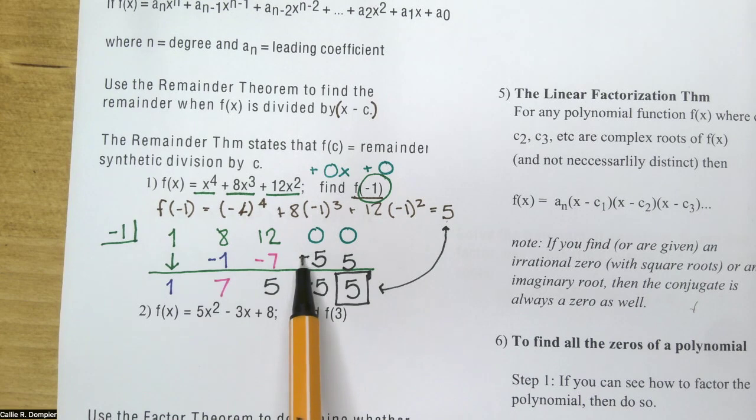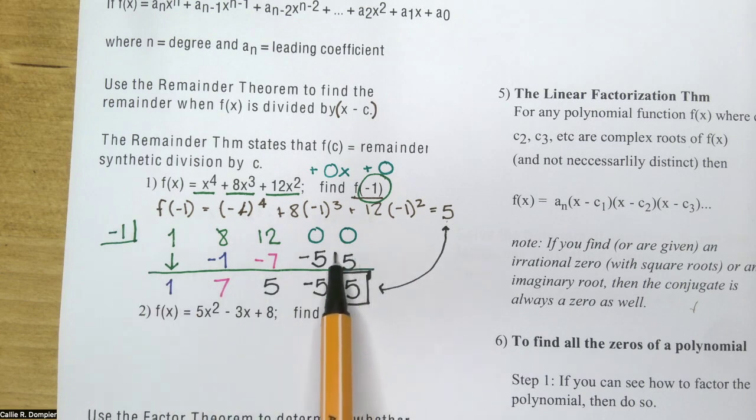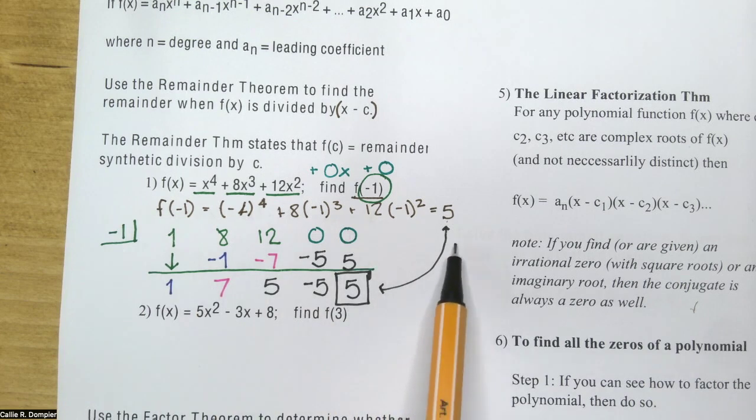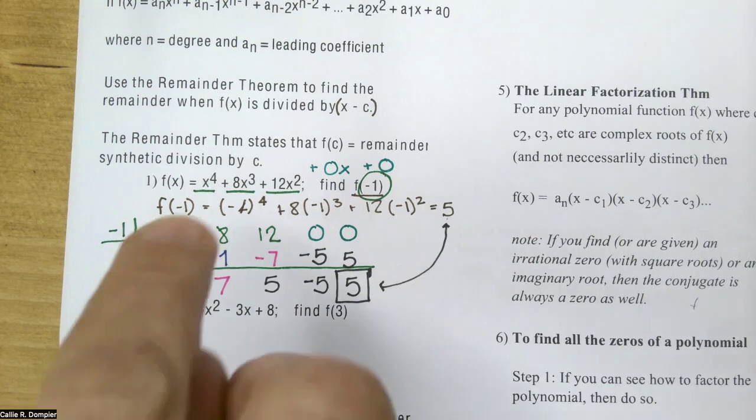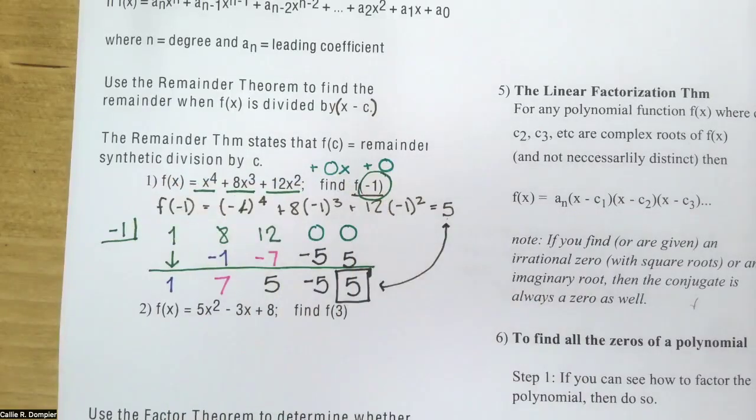5 times -1 is a -5. 0 combined with -5 gives me -5. -5 times -1 is a +5. 5 combined with 0 is 5. So my remainder is 5. So we're finding the remainder of a synthetic division of this polynomial by -1. Okay? You would get the same answer if you divided the whole polynomial x to the 4th minus 8x to the 3rd plus 12x squared by x plus 1.